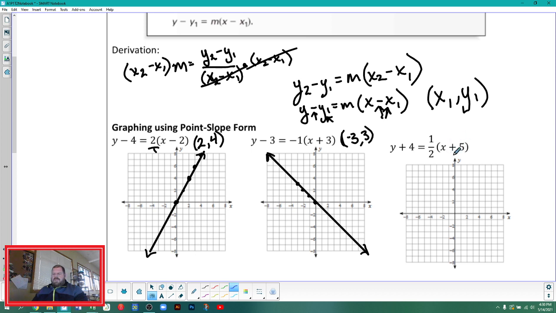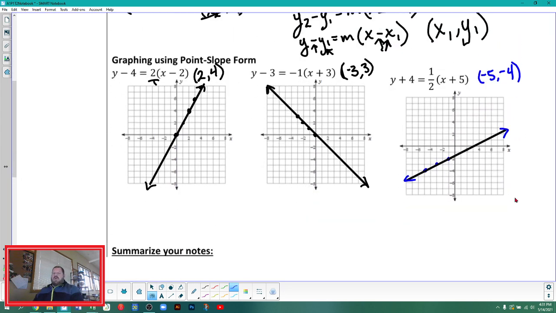Next one, opposite of x plus 5 is going to be negative 5. Opposite of plus 4 is minus 4. So it goes through the point negative 5, negative 4, and it has a slope of 1/2. That means go up 1 and over 2. And that's probably enough. I can do a decent enough job at that to get my line going through my graph.